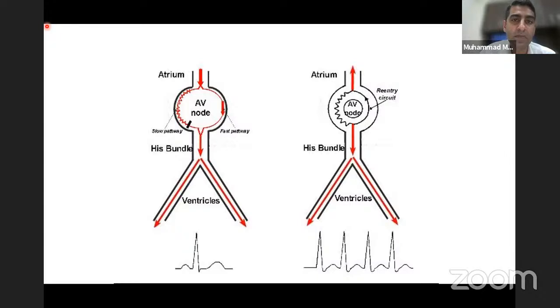And take home messages: try to avoid it as much as you can, especially for the narrow complex rhythm. You do not have to give it. You can control it with other medications easily.